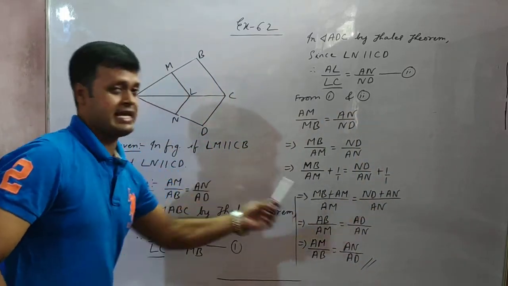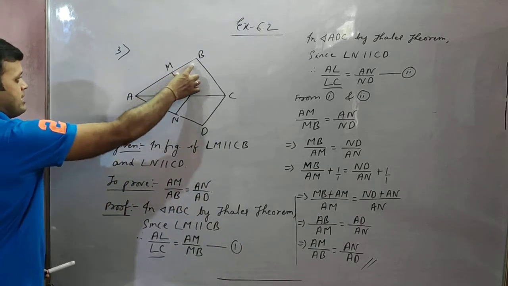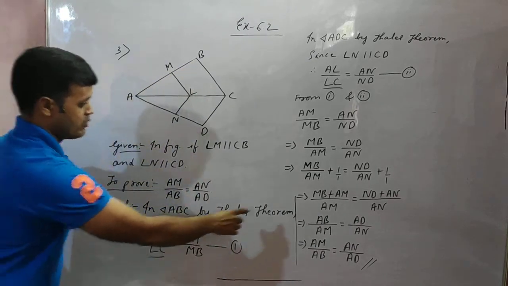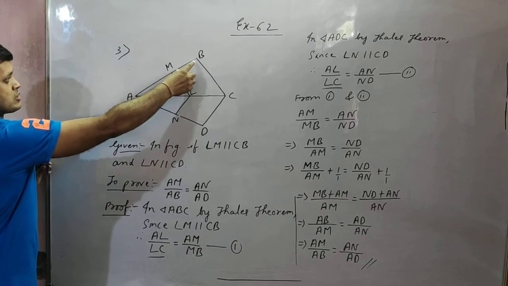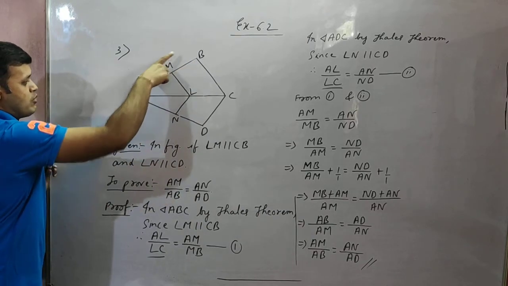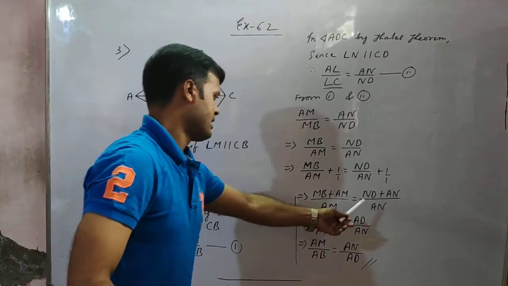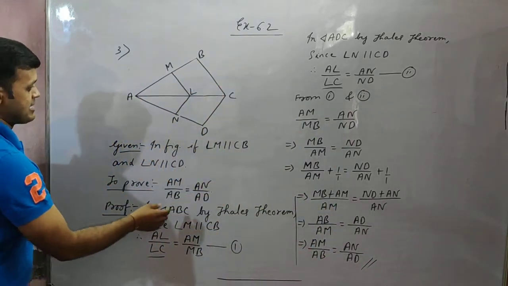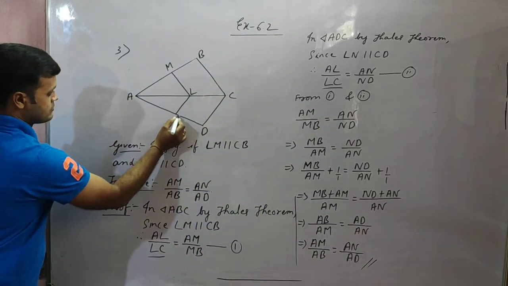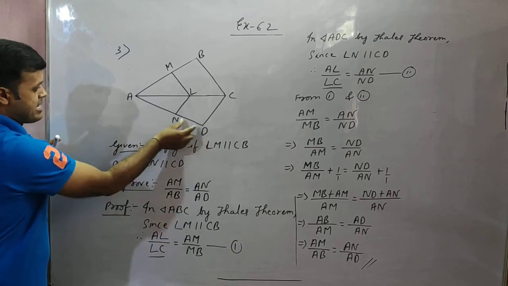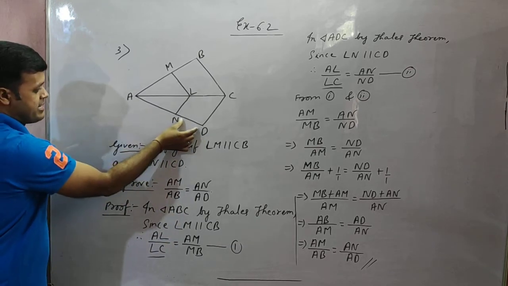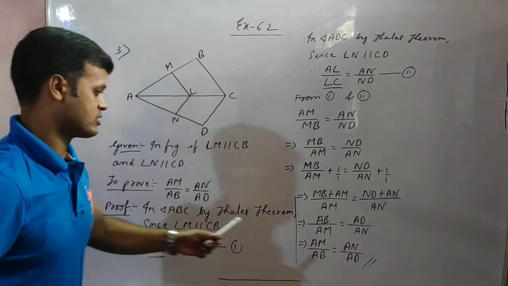So MB plus AM, look at the diagram. MB plus AM, see in the diagram all of you. So MB plus AM will become full AB, so I wrote here AB. And on the other side, ND plus AN, see here all of you. ND plus AN will become AD, so I wrote here AD.